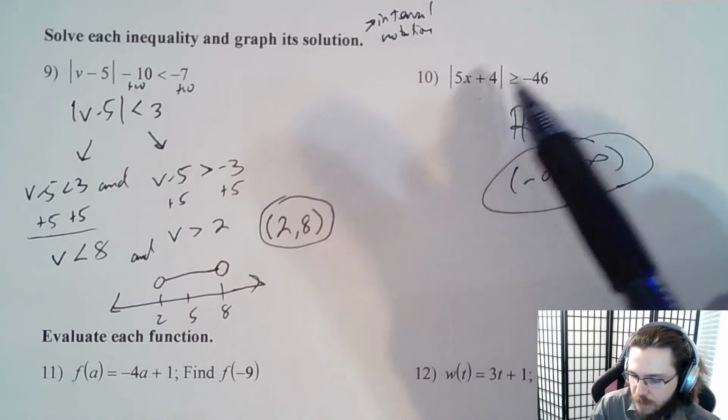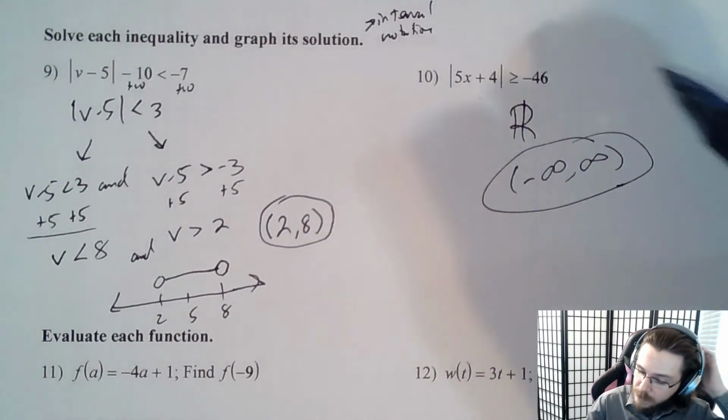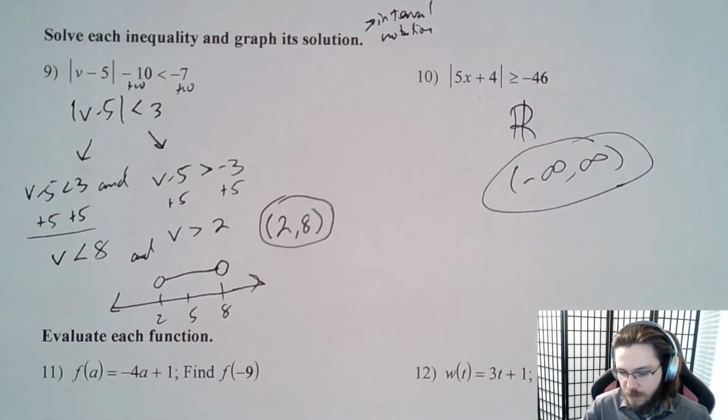Because every real number is bigger than a negative. Or every absolute value is bigger than a negative. So that will just literally never happen. Or literally always happen. Never happen.